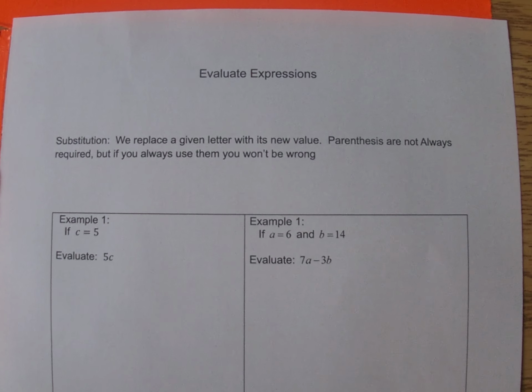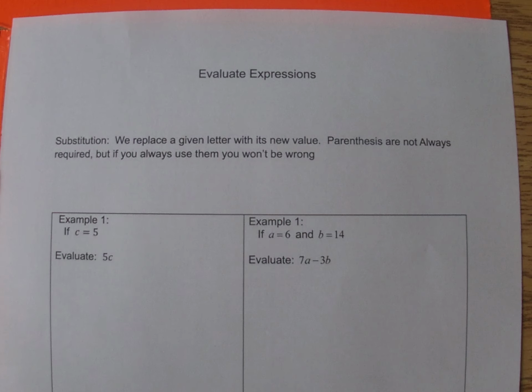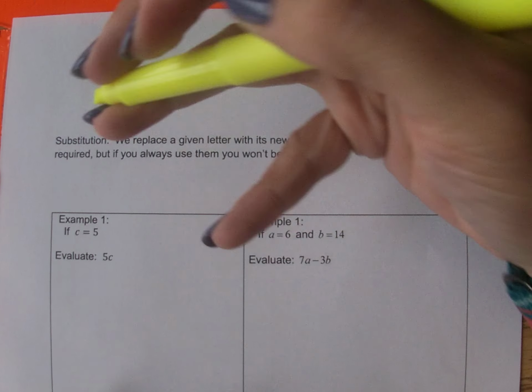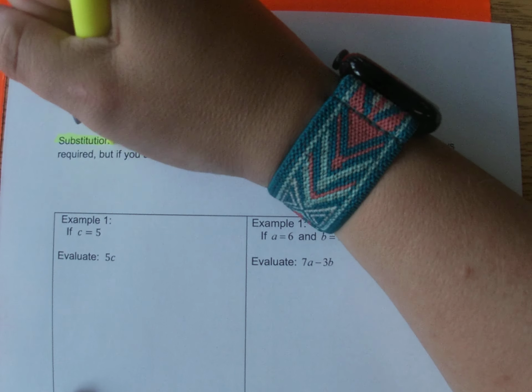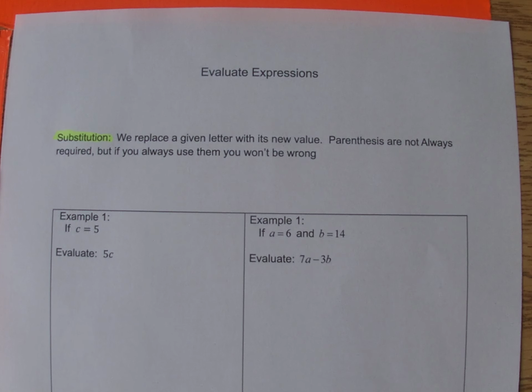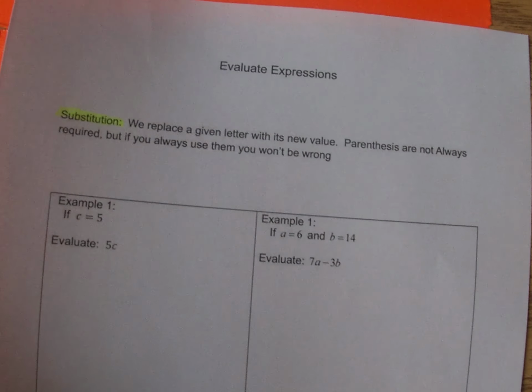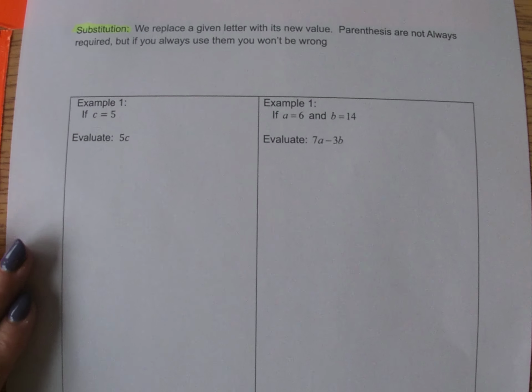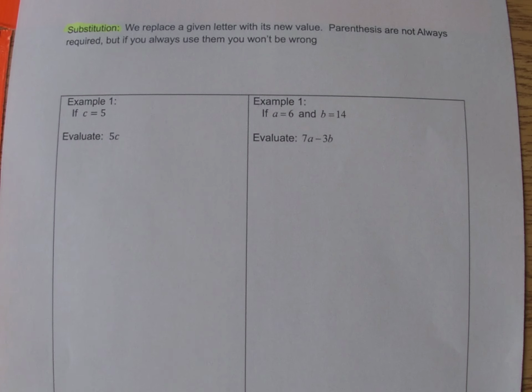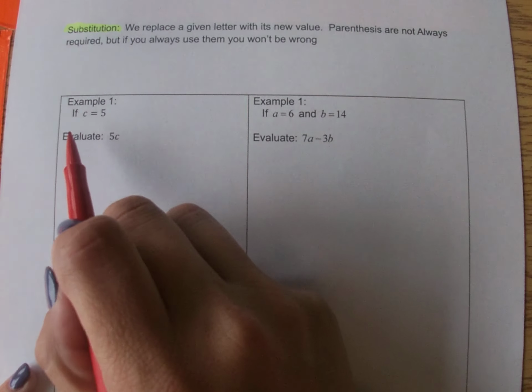Today we are going to look at evaluating expressions, and the way that we evaluate expressions is by making a substitution. Substitution is where we replace a given letter, a variable, with a new value. Parentheses are not always required when we do them, but they're always a good idea to include. So, here's how this works.